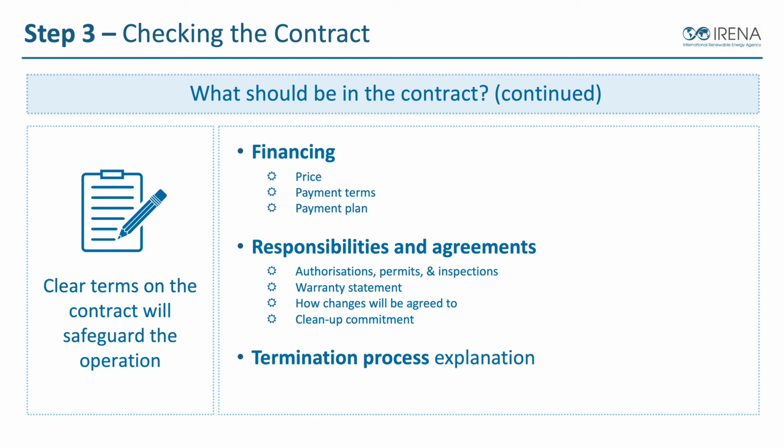So we want to make sure we're clear about our warranties. If there's changes in the systems, how do we agree to those? What's the process for changes? Clean up on the site. How do they take care of the sites and have everything finished and tidy when they're all done?